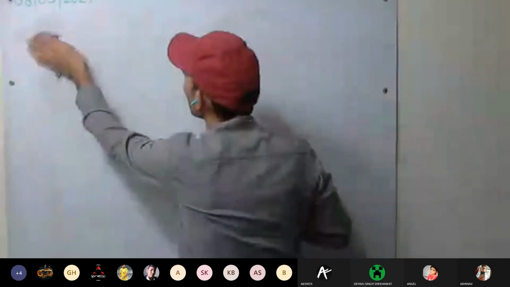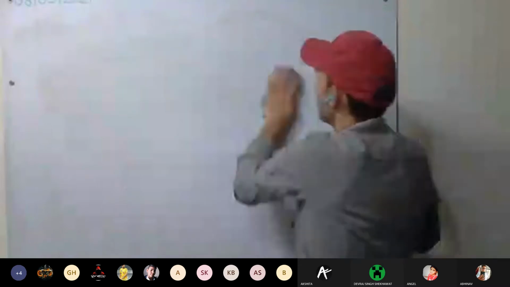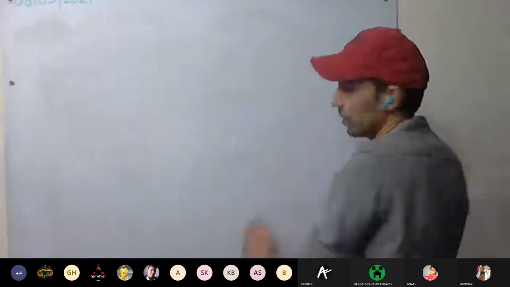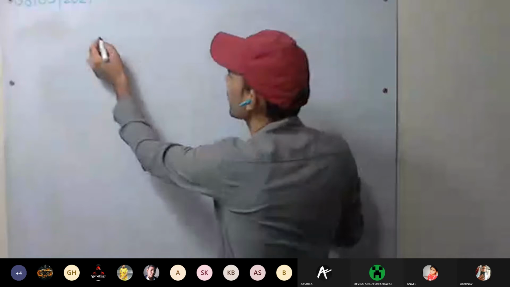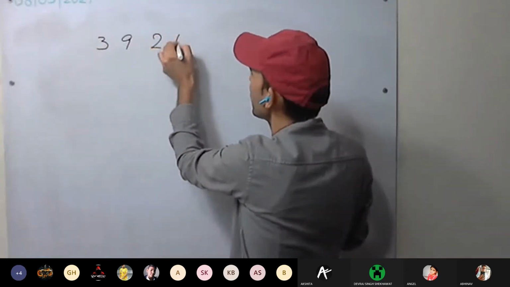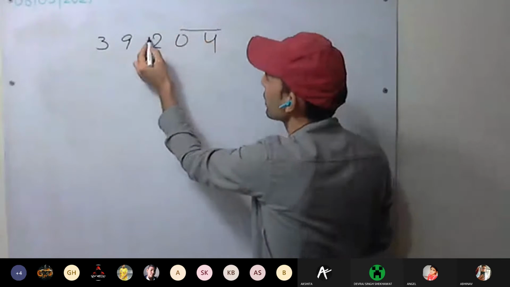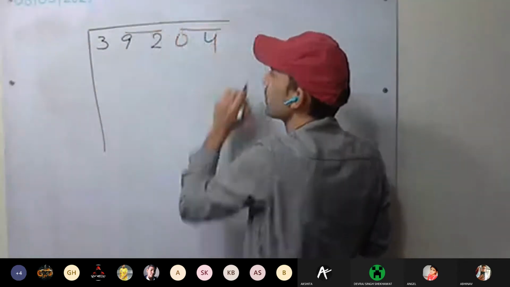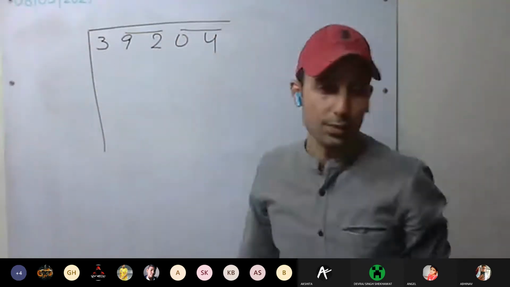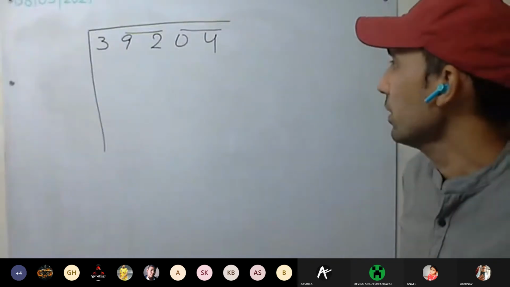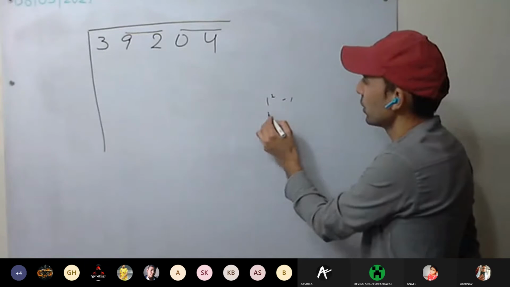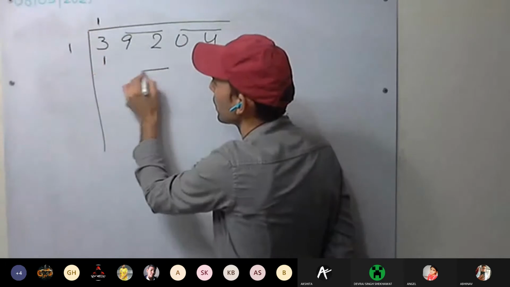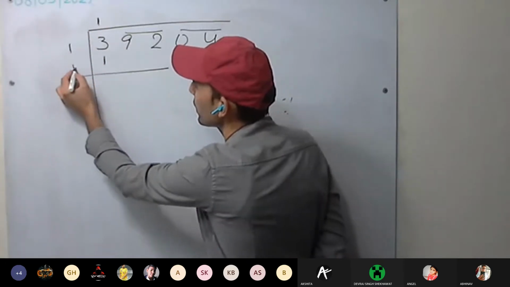Three 9204. So we have 39204 again. Single, we want to put or not, it is fine. So what should come there? 1 square is 1, 2 square is 4, again greater. So we'll take 1 here. 1 square.